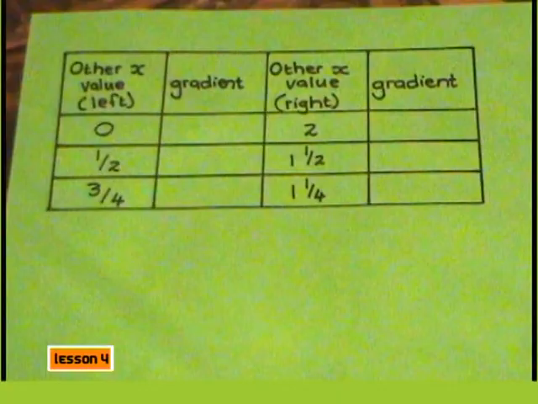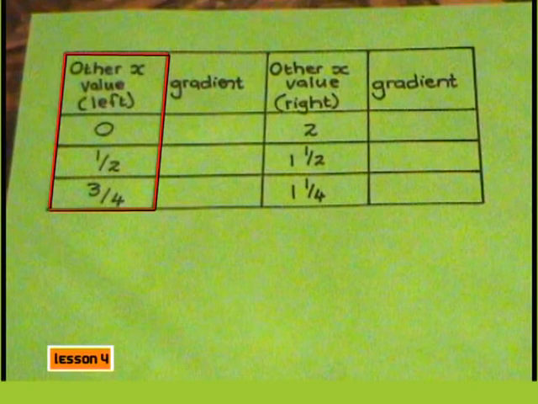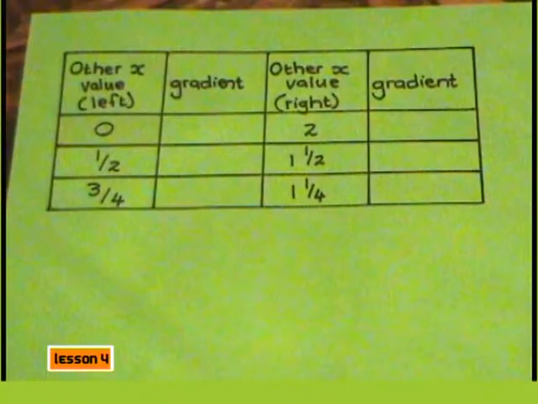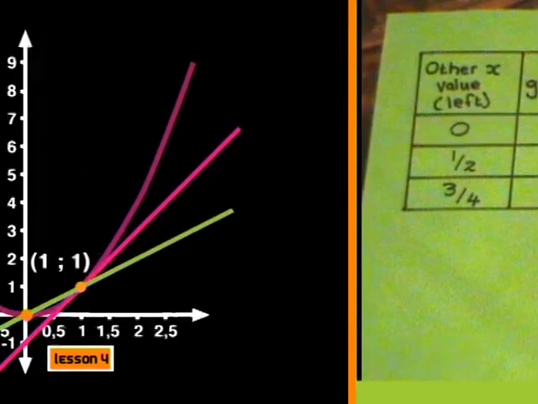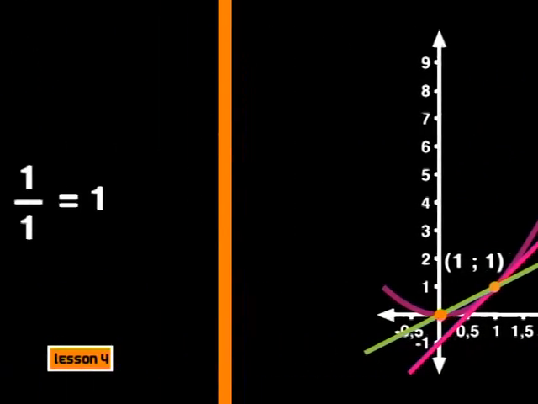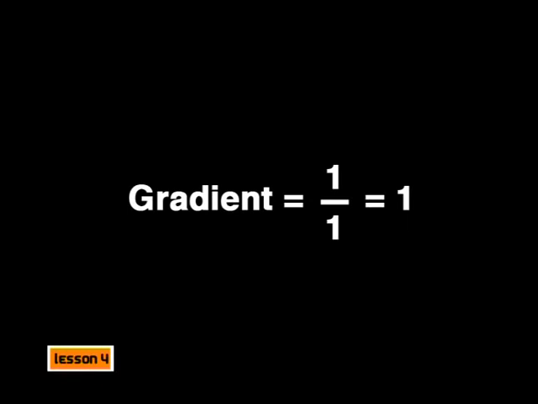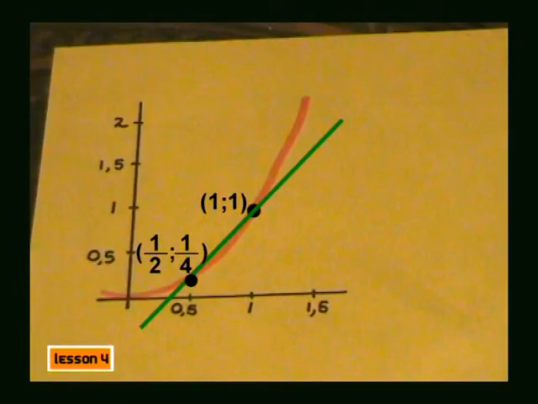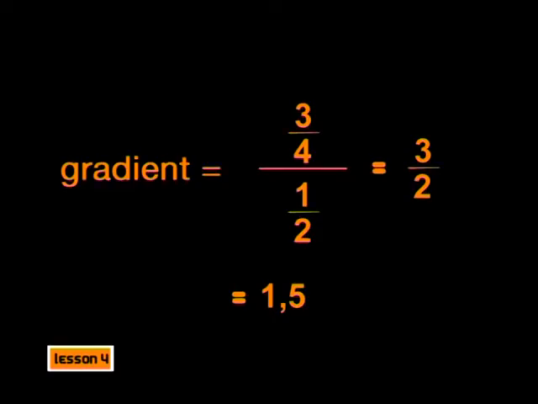Right. What we have here is a column with x values to the left of our point of interest, a column with the x values to the right of our point of interest. Fill in the gradients that we have calculated so far. MacGyver, can you do that for us? This one corresponds to this graph where we found the gradient to be 1. Then this block corresponds to this graph where we found the gradient to be 1.5.